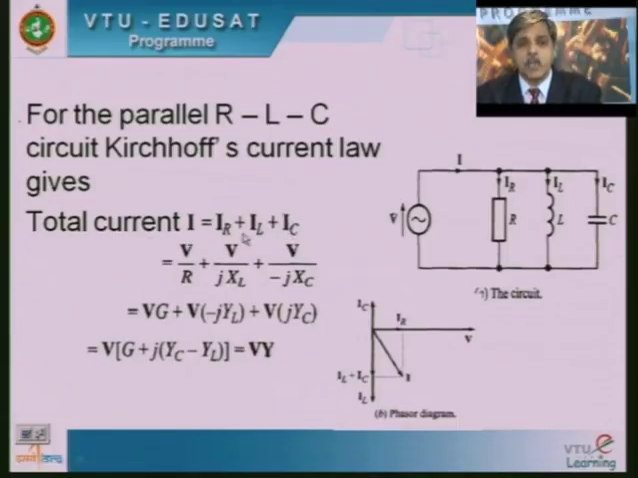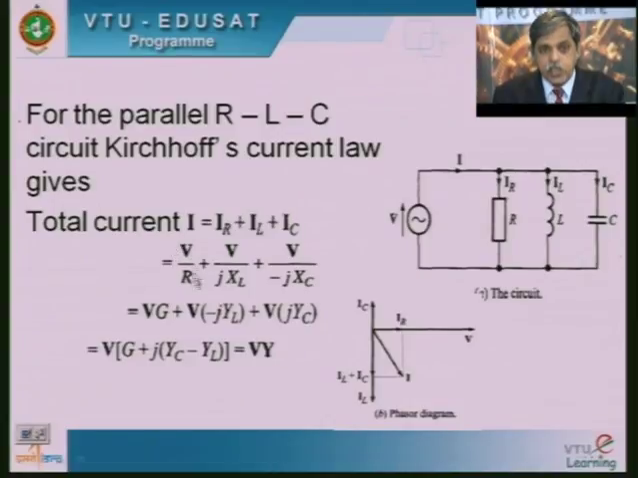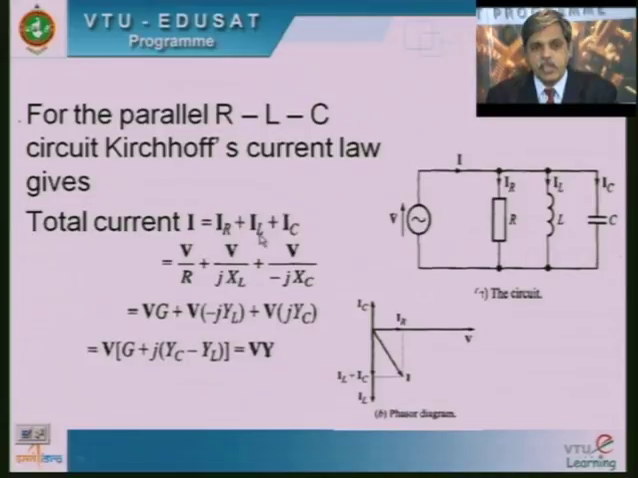This is as per Kirchhoff's current law applied at this node. The sum of the incoming currents is equal to the outgoing current. There is only one incoming current, therefore I should be equal to the sum of the outgoing currents, IR plus IL plus IC. This is what I apply for a parallel circuit. So I now replace each current by its individual expression. V by R is the current in the resistor, V by XL is the current in the inductor, V by XC is the current in the capacitor, and plus J and minus J represent the current directions, since they are vectors.